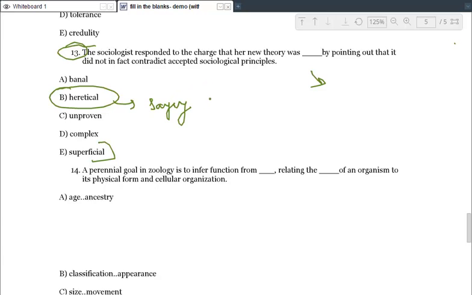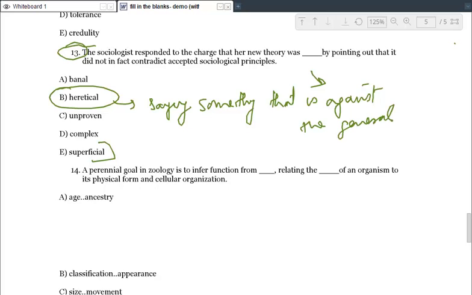Heretical means saying something that is against the general belief. People, are we clear about it? Heretical means saying something that is against the general belief.